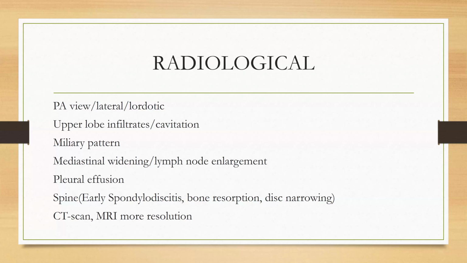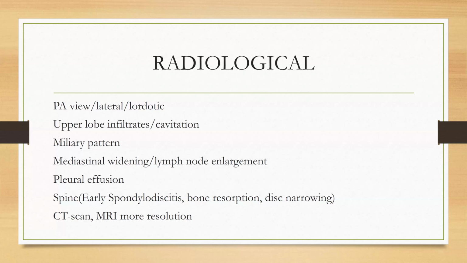Then in the chest X-ray, especially in adults, you will usually have upper lobe infiltrates. They could be in the right lobe, they could be in the left lobe. You can also see cavitation. You can also see a miliary pattern. You can also see mediastinal widening, which is a sign of lymph node enlargement. You can also find a pleural effusion.